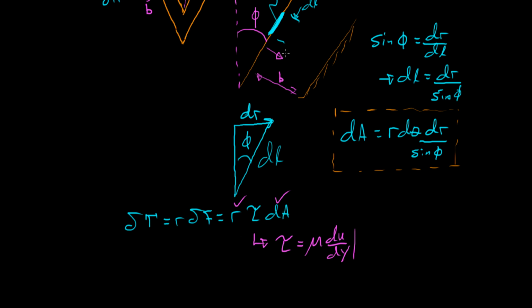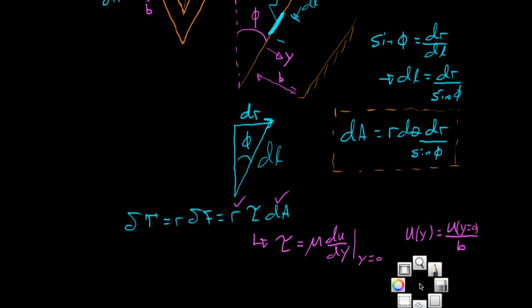Y goes this way out from the wall, and we have our height b. And so we can then write y equals 0 as the place that we want our shear stress to be. And we were told this is a linear profile, so u as a function of y is still equal to the velocity at the wall here, which we could call u of y equals 0, divided by b.